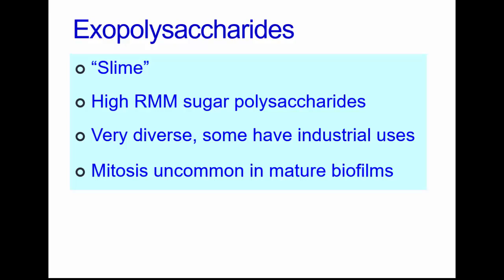Okay, so back to exopolysaccharides, slime. These are the polysaccharides that can be produced and exuded by bacteria and fungi outside themselves in the environment. These EPS are very diverse in composition. They often contain high molecular weight sugar polysaccharides, some of which have industrial uses. They have many uses in food. Now we saw on the previous slide a mature biofilm. In mature biofilms, cell division is uncommon, with cells tending to use energy to produce extra polysaccharides, which the cells themselves use as nutrients.